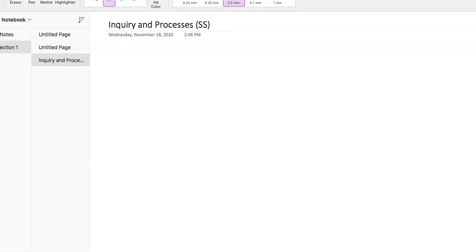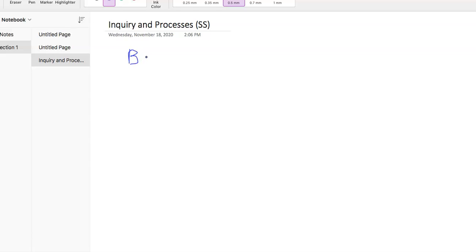Let's take a look at inquiry and processes for social studies. When you see inquiry and processes for this exam, that means research basically. For the social studies part, the part that people struggle with the most are the types of graphs. We've got three of them that we're going to look at.